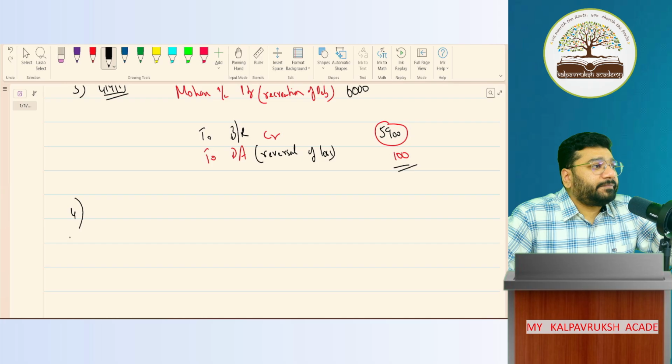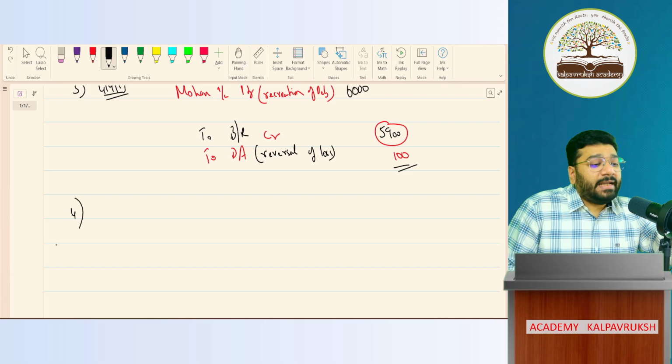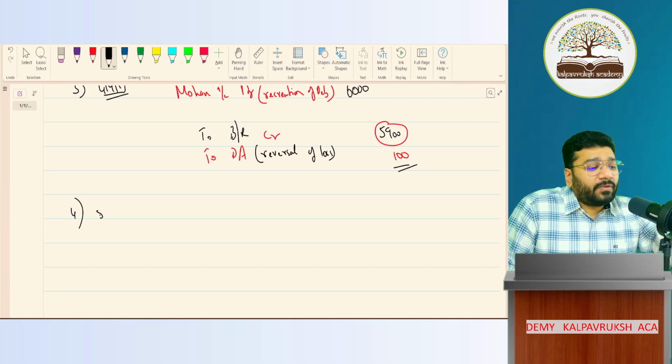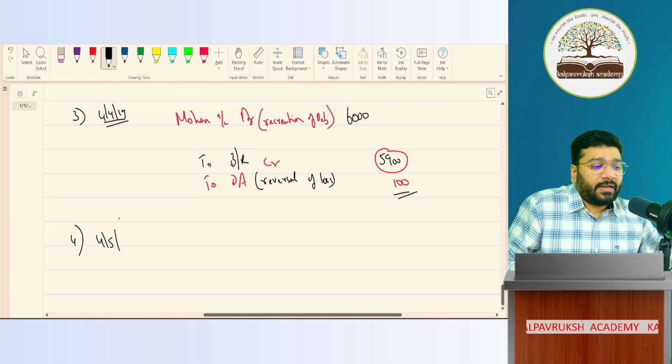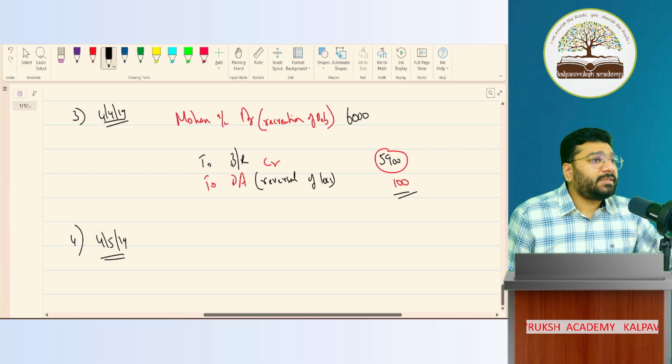One month later, Mohan gave only 4,000. Remaining 2,000 not recoverable. So 1 month later, what date is that? 4th May, 2019. On this day, Mohan gave you 4,000 rupees and balance 2,000.